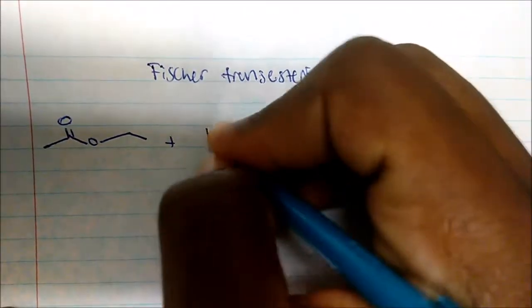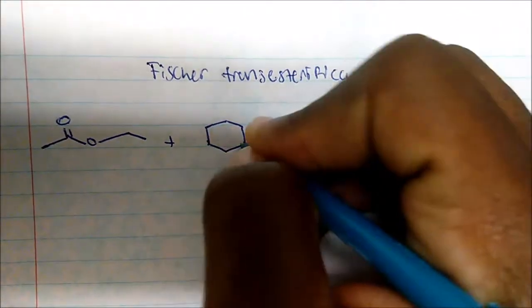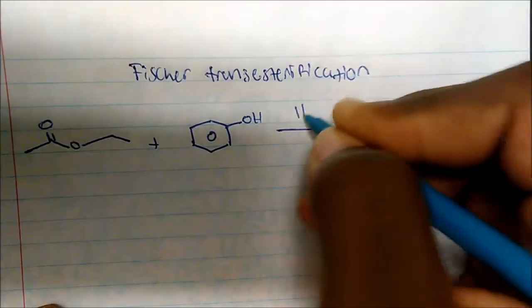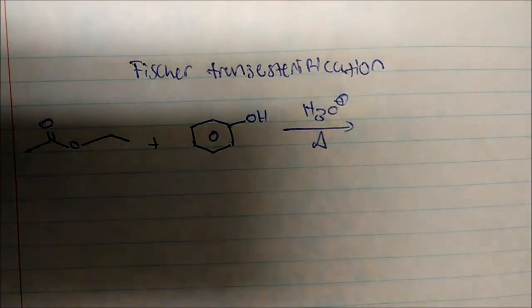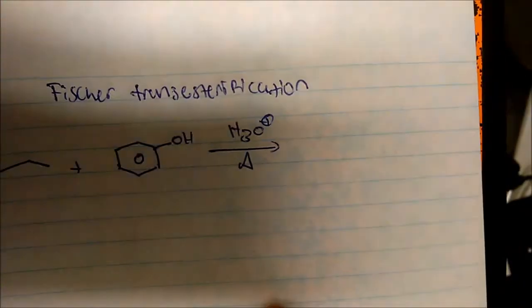So in this video, we're going to talk about Fischer transesterification, and I'm also going to talk about the hydrolysis of them, also with the mechanism. Okay, so the idea is that if I take a simple ester and an alcohol, and I add this in heat and acid, I'll get the ester.